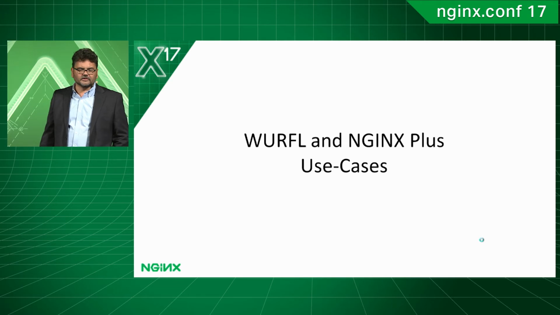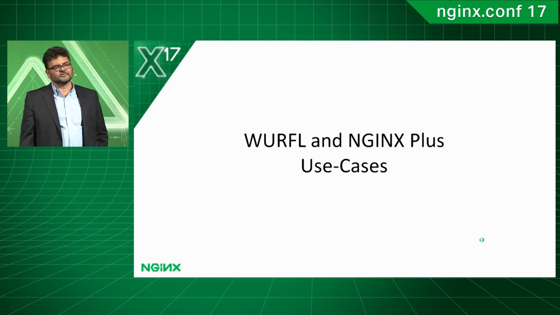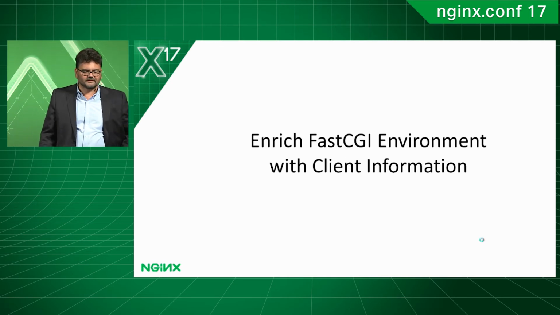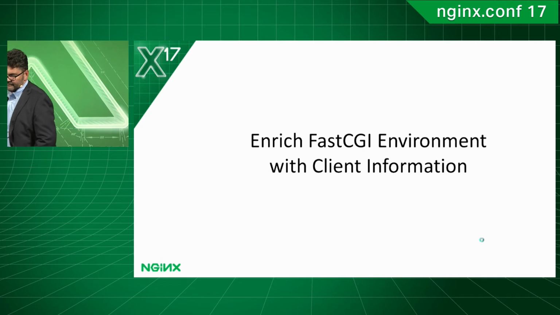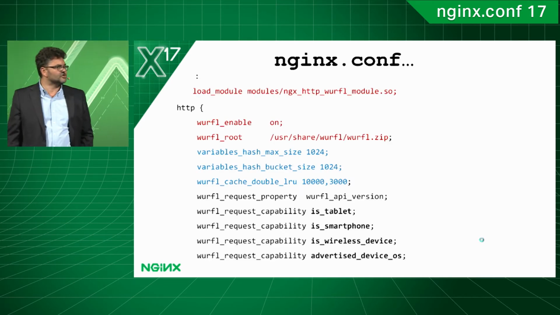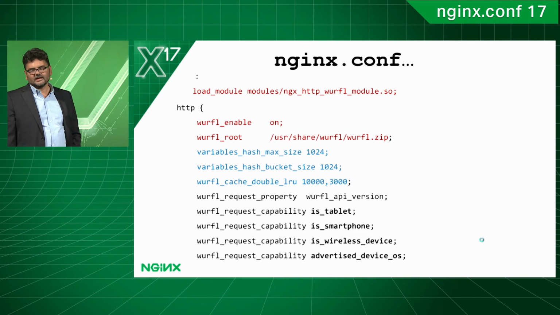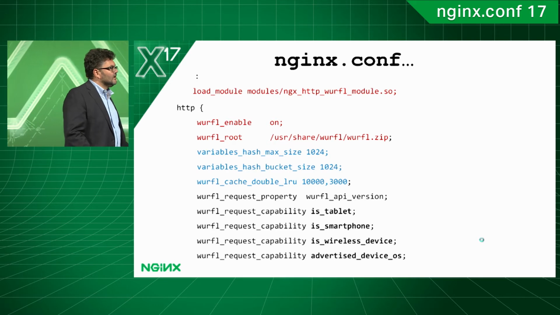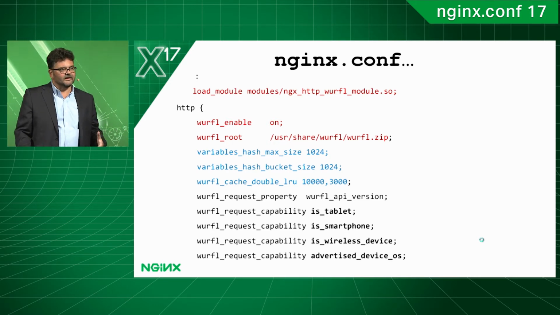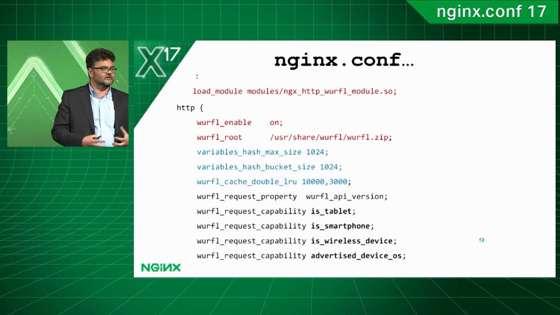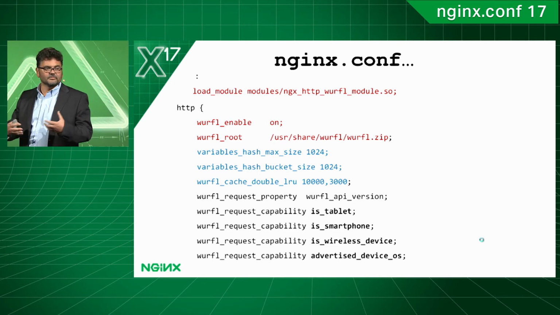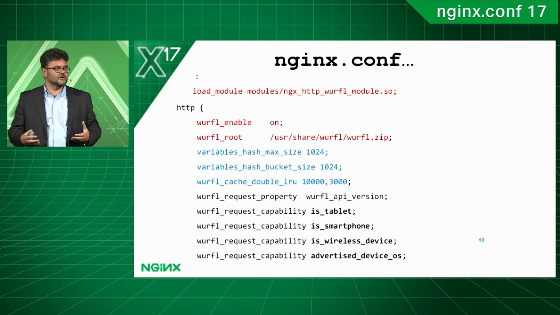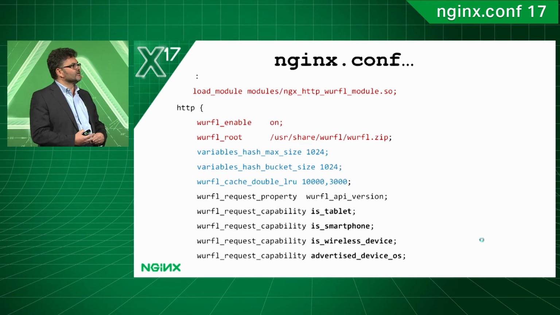So, coming to the most relevant part of the presentation, how does the WURFL module integrate with NGINX? The first example that I have for you today is the FastCGI integration. The red lines in the configuration are the lines that import the WURFL module into NGINX. The WURFL.zip file contains all the data, and it needs to be updated now and again to get new definitions of new devices that have been shipped on the market over the last few weeks.